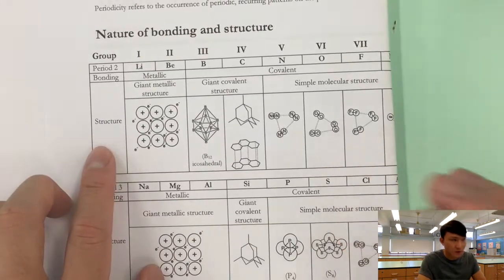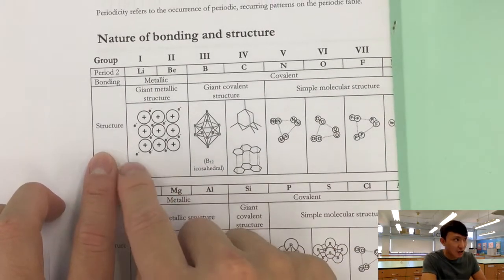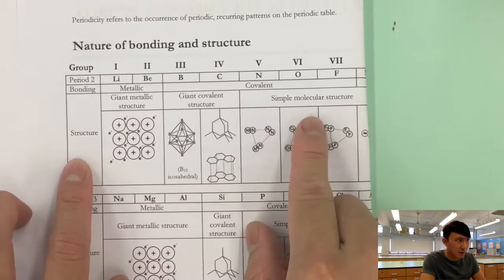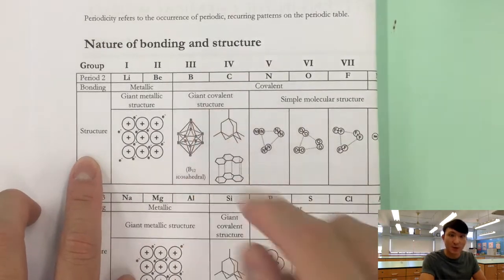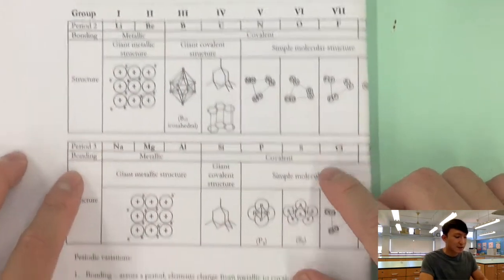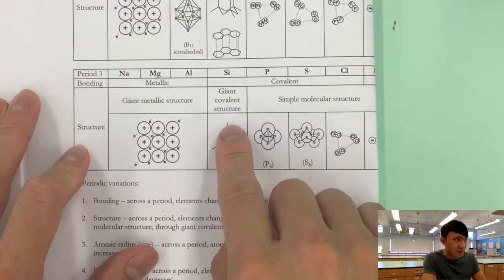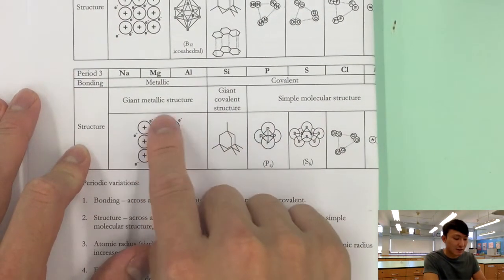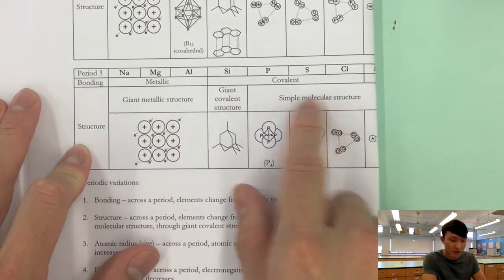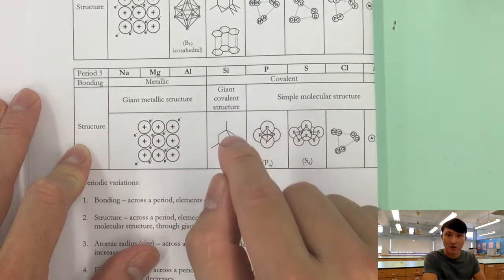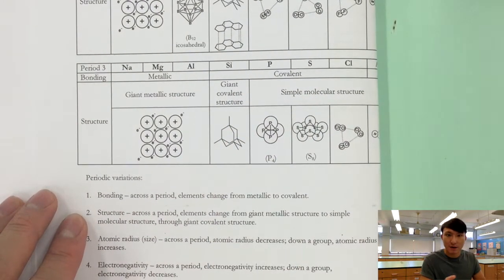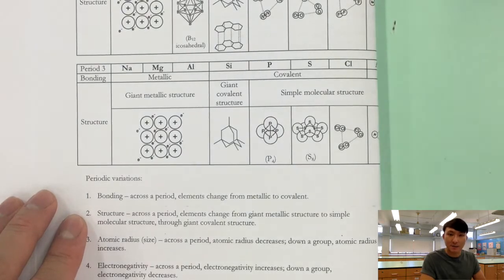Then we move on to the structure. We see that the structure changes from giant metallic structure to simple molecular structure, and in between we have giant covalent structure. Similar idea also appears in period 3. So you see on the left we have giant metallic structure, on the right we have simple molecular structure, and in between we have giant covalent structure. So these are the two periodic trends that we can observe regarding bonding and structure.